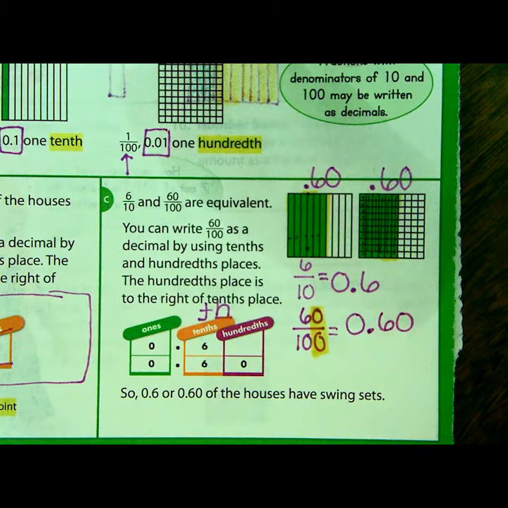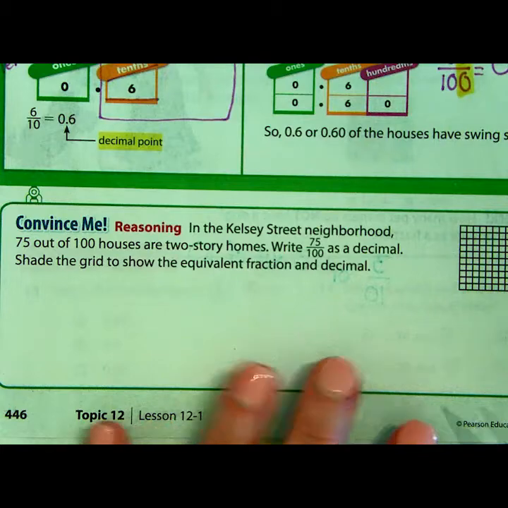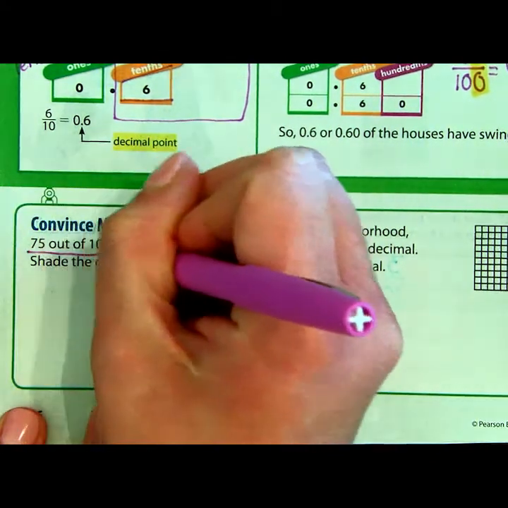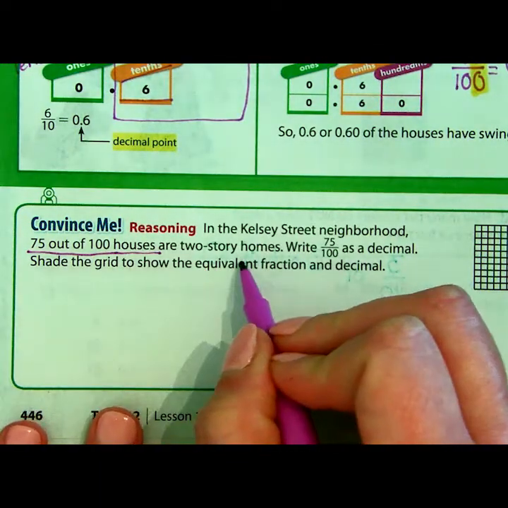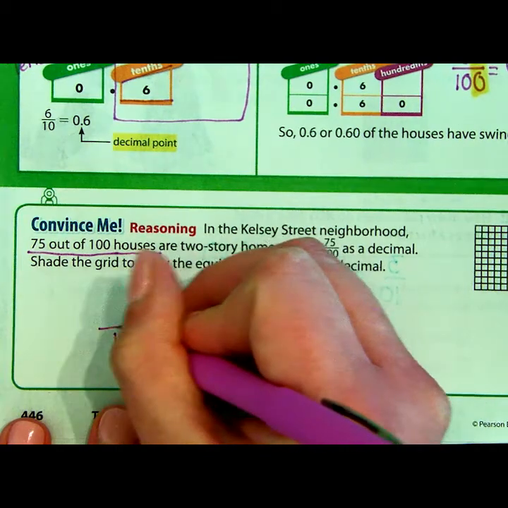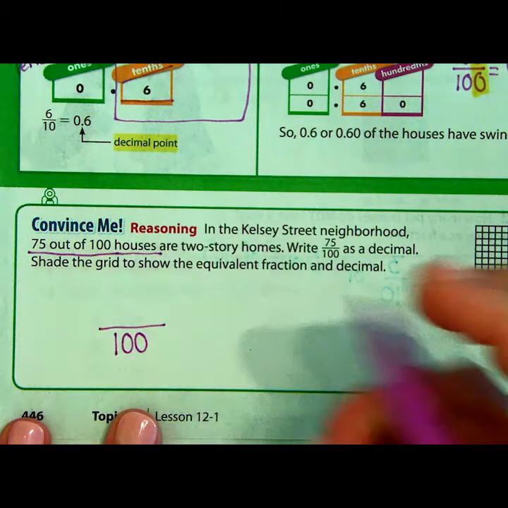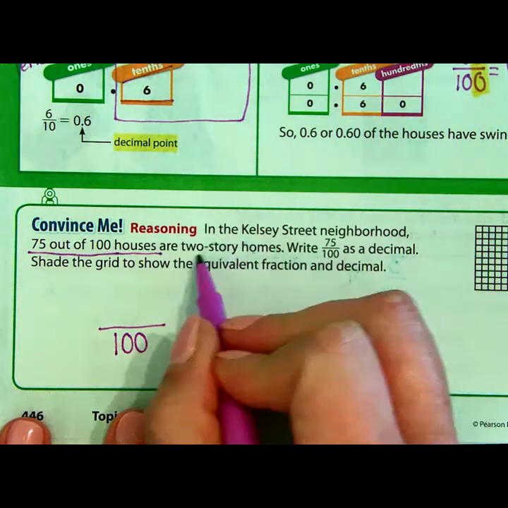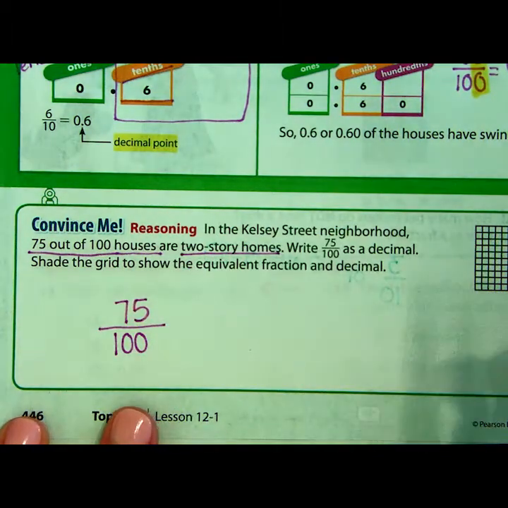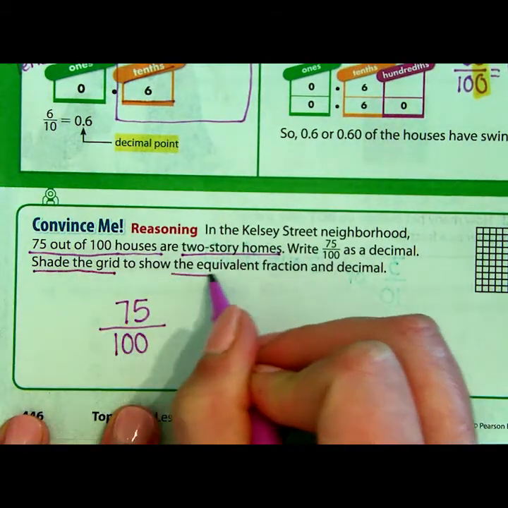Let's take a look at this example. A few more, and then you guys will be able to practice on your own. In the Kelsey Street neighborhood, 75 out of 100 houses are 2-story homes. So right away, I know that they're breaking the whole figure, or the whole neighborhood, into 100 equal parts, right? 100 houses. And they're saying that 75 out of those 100 are 2-story homes, kind of like 75 hundredths. Now they want you to write that as a decimal. They also want you to shade the grid to show the equivalent fraction and decimal.